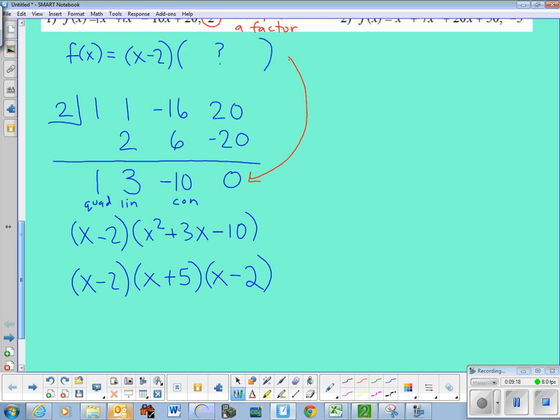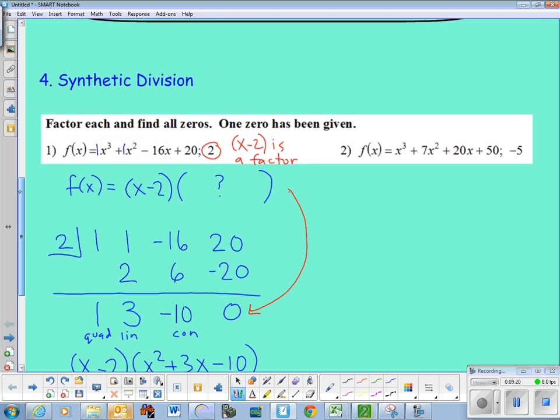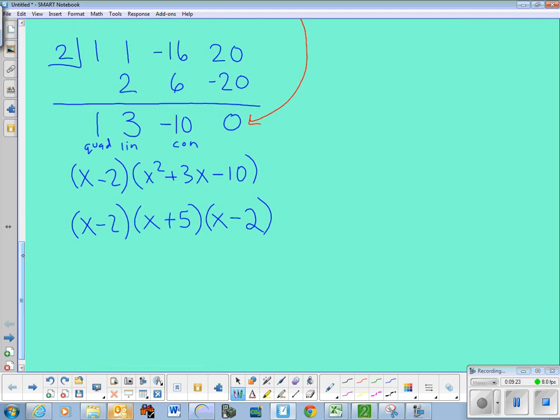One of our goals is to factor it and then to find the zeros. So here's the factored form. Here's one answer. The other answer is, what are my zeros? Well, one of them is 2. I was actually given that one.